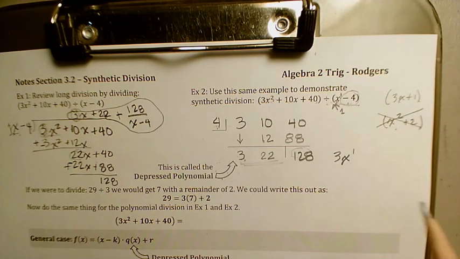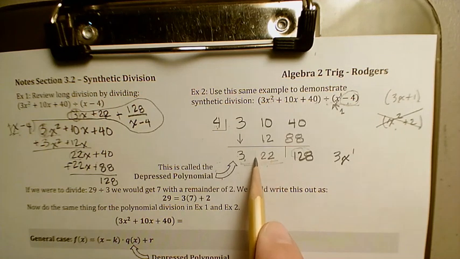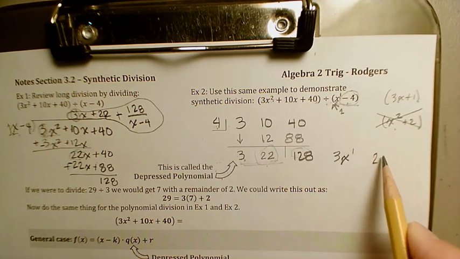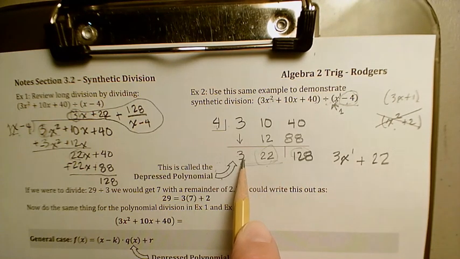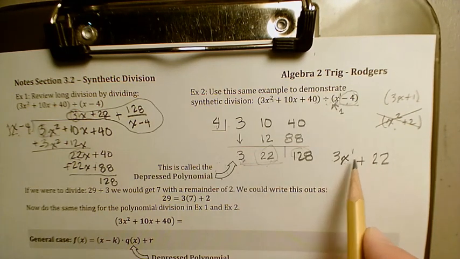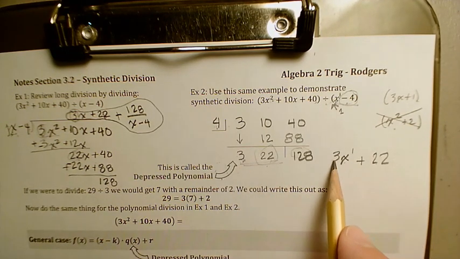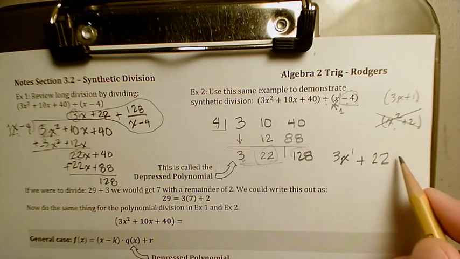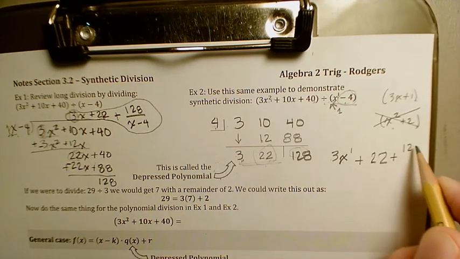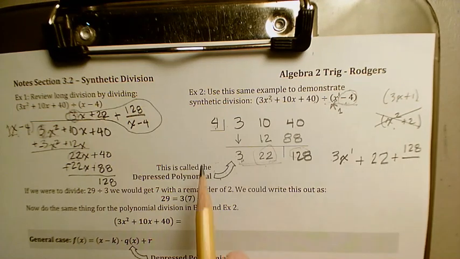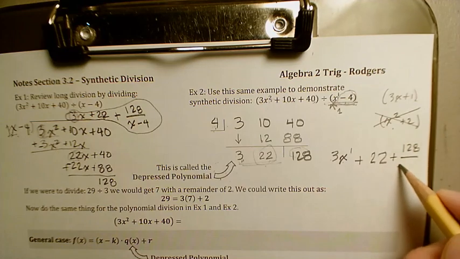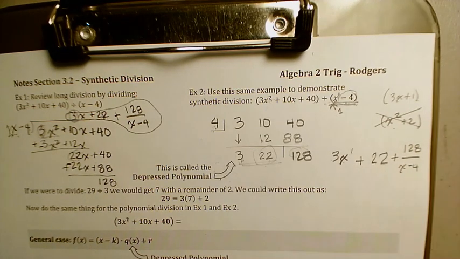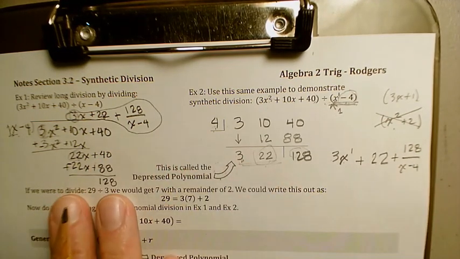All right. Or we could start with the 22. This is always the constant. So I could have started with 22 plus and then work backwards. This is the coefficient of the next highest degree term. So constant 22, then 3x. All right. And then again, plus 128 divided by, not by 4, but by what we were originally dividing by, x minus 4. Okay, and you can see you get the same answer.